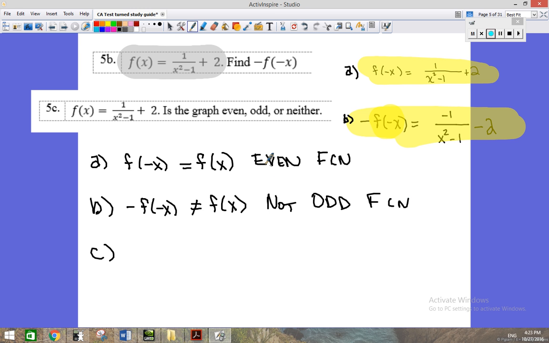So in part C, we recognized our answer in A was the same as the original. So my answer for C, this is an even function.